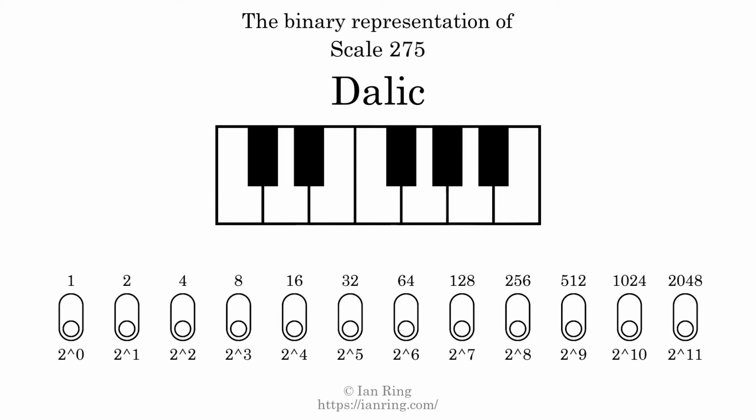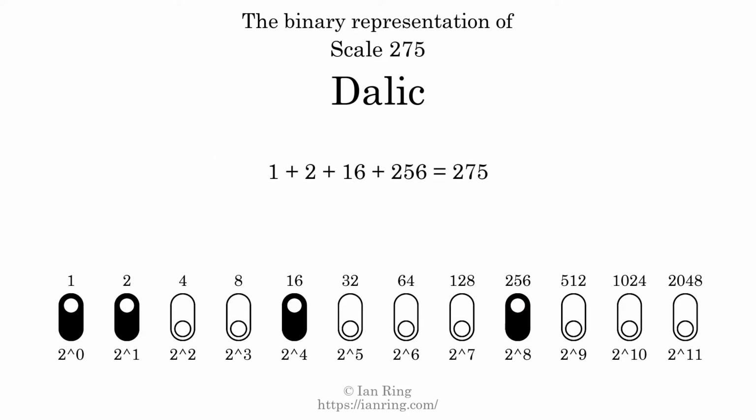The binary representation of this scale is determined by mapping tones of the scale to binary digits. Each binary digit represents a power of 2. To get the scale number, we add the powers of 2 together. The powers of 2 that are present in the scale, all added together, equals 275. That is why the scale number, in decimal, is 275.